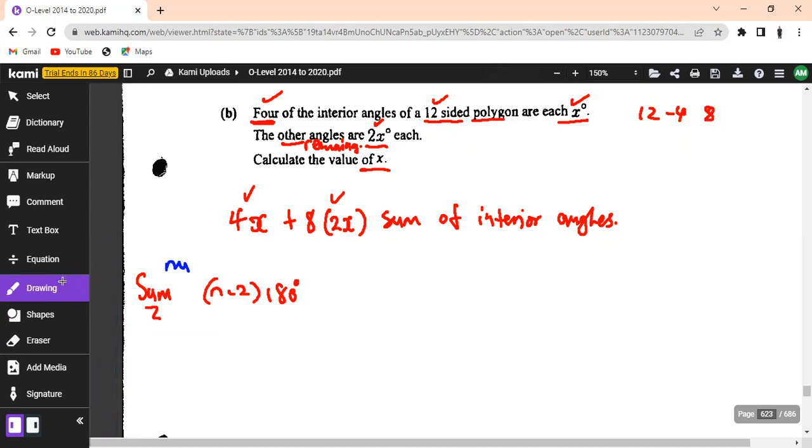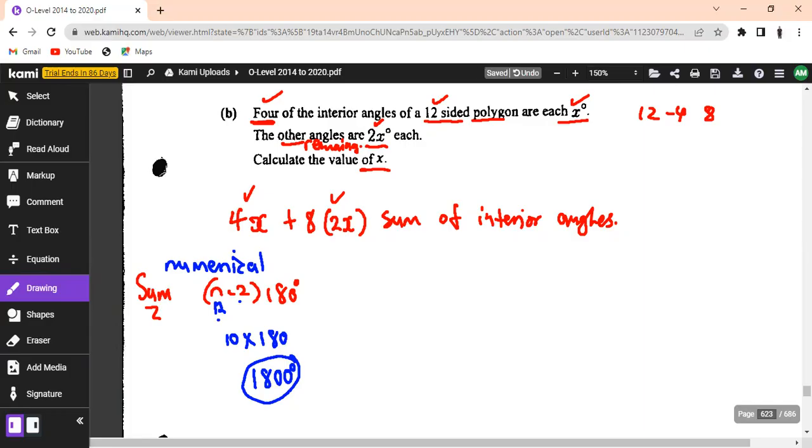Now we need the numerical value, which is actually the exact answer in terms of the number. So our n in this case is 12 sides. So it's 12 minus 2, which is 10, times 180. If you multiply, this is going to give us 1,800 degrees. So these are the sum of angles that we have, which is 1,800.